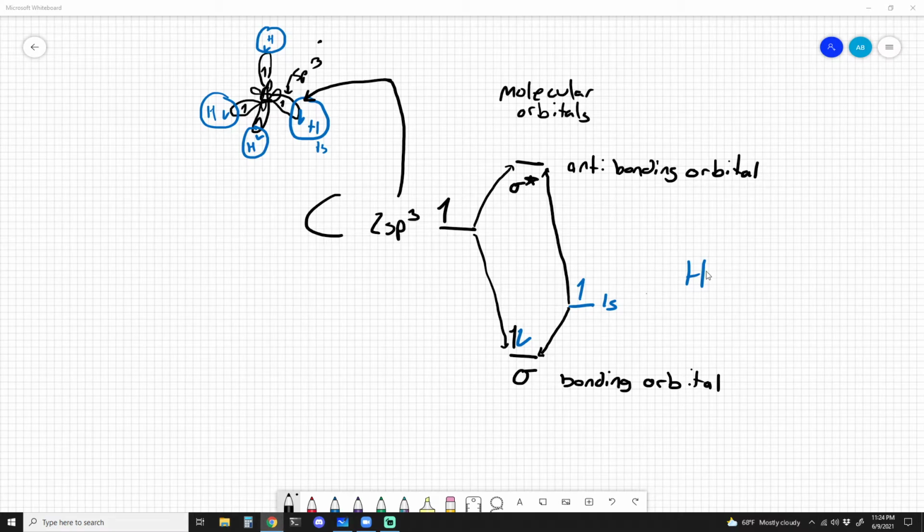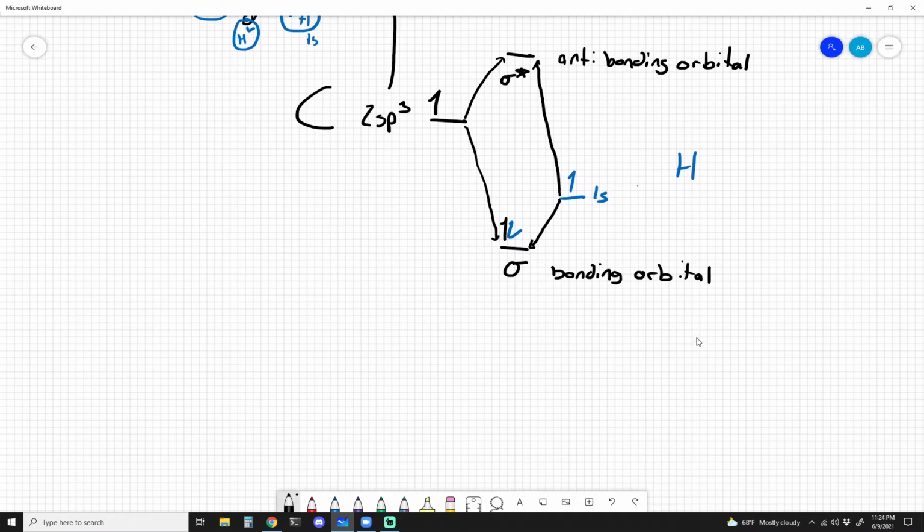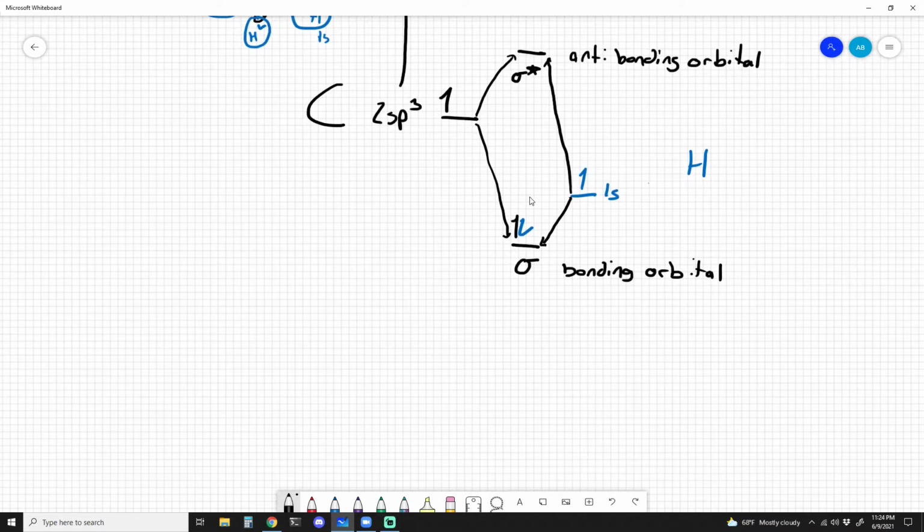So this is your basic molecular orbital, right? We're taking one orbital from one thing, one orbital from another. If we take two orbitals and combine them, we get two orbitals out. We get a bonding and then an anti-bonding. So how would we describe that in terms of what these two orbitals look like?